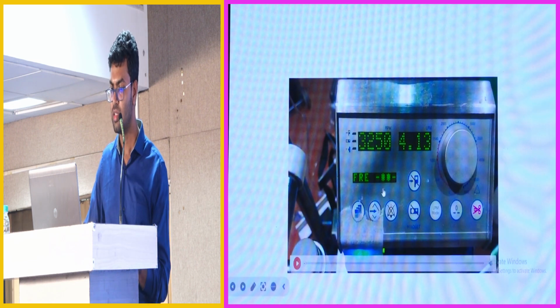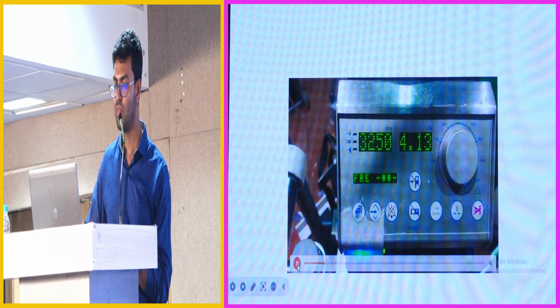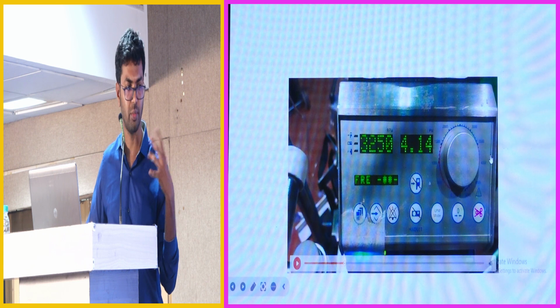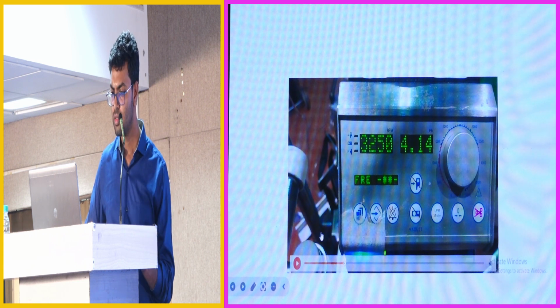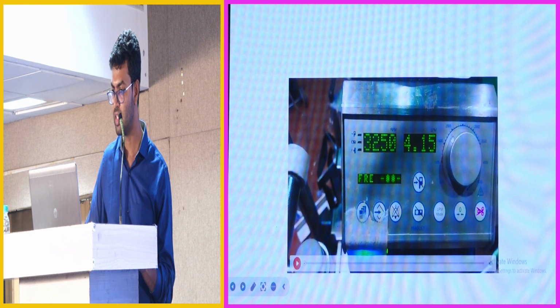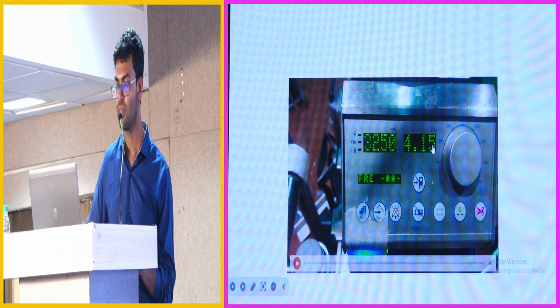Okay, this is the console where we monitor. We can manage the RPM of the ECMO pump. As you can see, this is the dial where we can change the RPM. This is the RPM. This shows the flow.